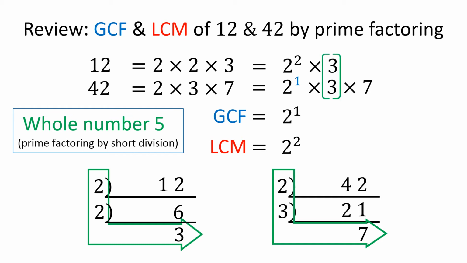We now move to prime number 3. Both 12 and 42 have 1 3. So 3 is for both GCF and LCM. For the prime number 7, 12 does not have 7. So 7 is not for GCF, but for LCM. So the GCF is 2 times 3, which is 6. And the LCM is 2 squared times 3 times 7, which is 84.